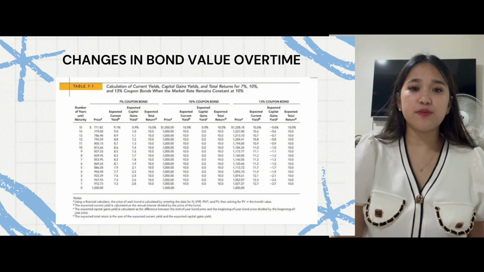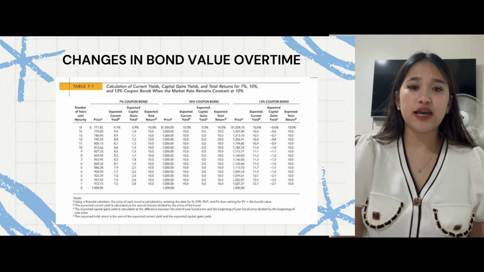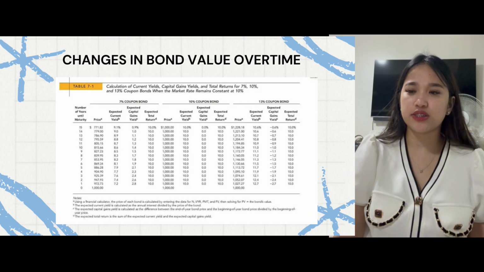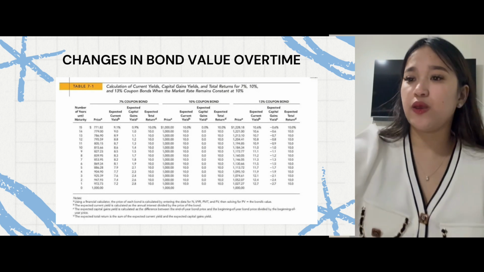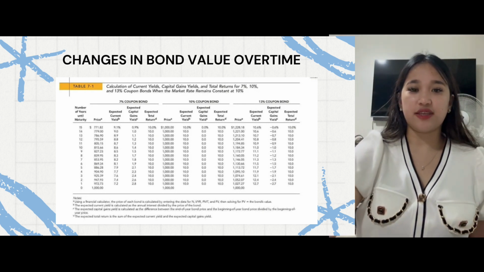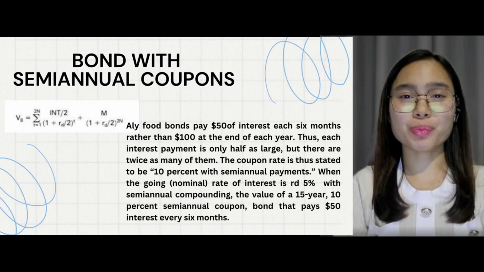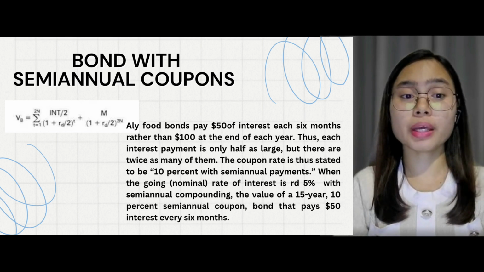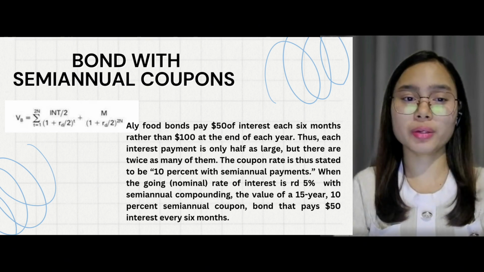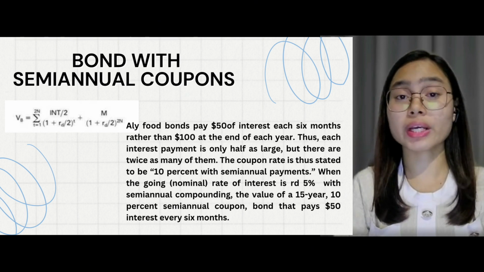In contrast, the premium bond has a higher current yield, but it has an expected capital loss each year. So as we analyze this table, we will see the differences. Bond with semi-annual coupons. So it is a corporate bond that typically pays a coupon semi-annually. So we have here our equation as well as our example.